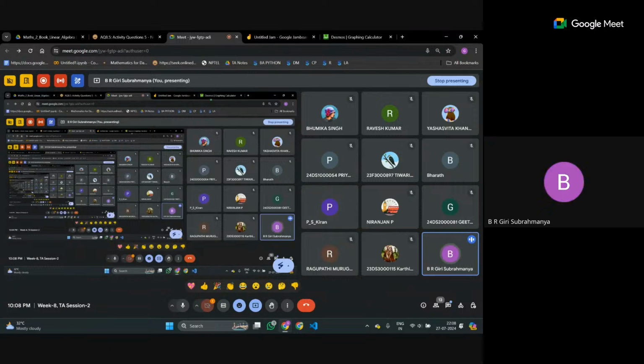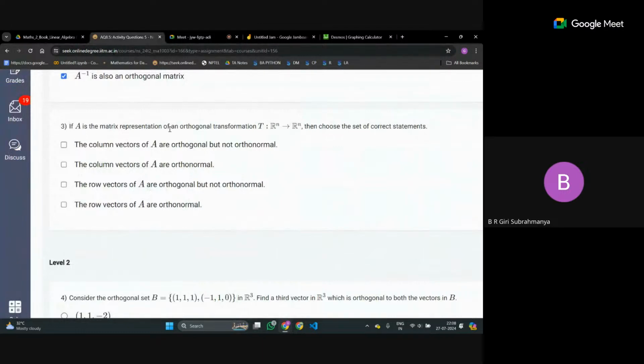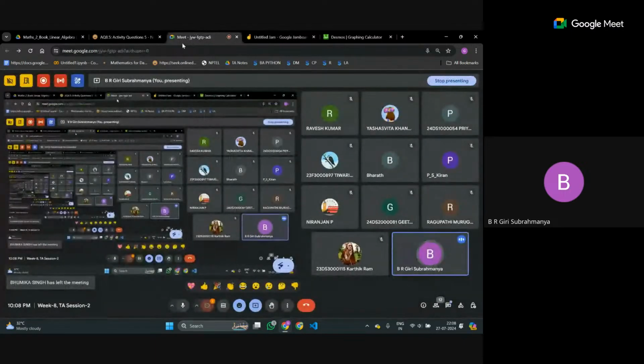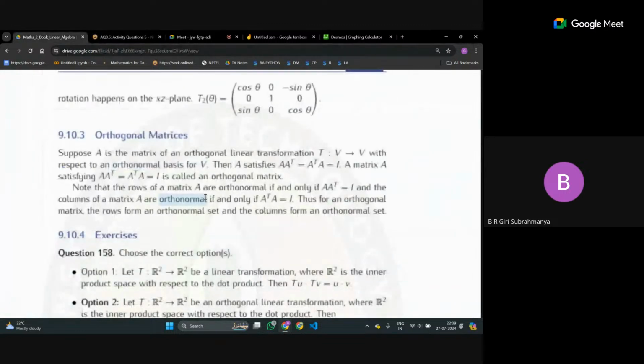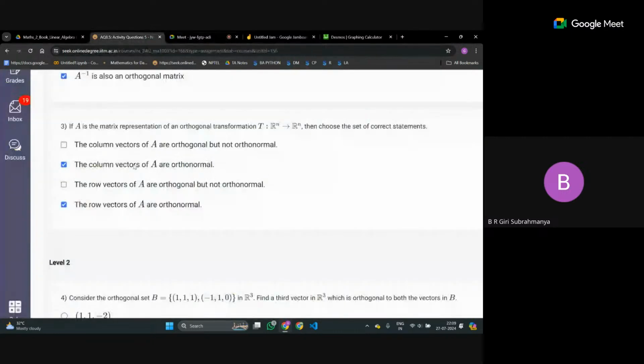Yeah. See, for the third one, A is the matrix representation of an orthogonal transformation from R power n to R power n, then choose the correct statements. The column vectors of A are orthogonal, but not orthonormal. Is it? If A is the matrix representation of an orthogonal transformation, they have not given a basis, so we can take the standard ordered basis, right? With the standard ordered basis, we can say that this is an orthogonal matrix. If it is an orthogonal matrix, we can say the rows and columns both are orthonormal, correct? Both here we saw, right? For an orthogonal matrix, both rows and columns are orthonormal. And we are assuming this is an orthogonal matrix because we are assuming the basis to be the standard ordered basis. Okay. Yeah. So these two will be correct.